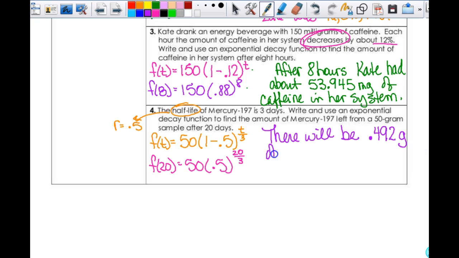Grams of mercury, 197 left after 20 days.